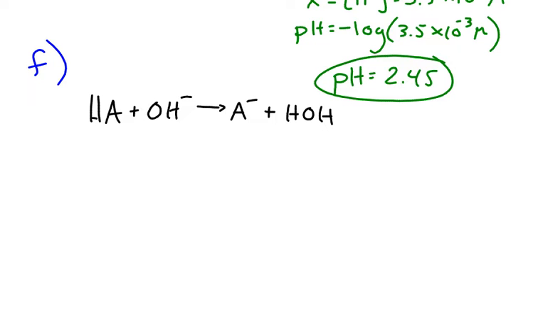So what you need is to see how much you have of each. Here's the hidden part of this. It says 30 mils of NaOH solution is added to a total volume of 80. So that means there's 50 mils, and this was, I thought, the hidden part of it, 50 mils of the HA. What's the concentration of that? 0.2. Okay? So you have that.